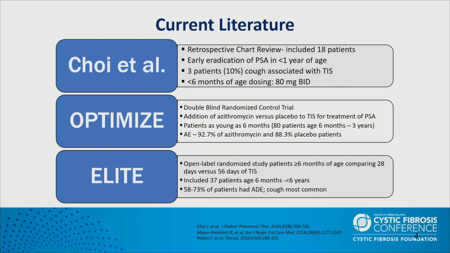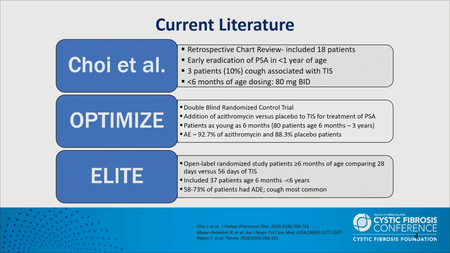The next study is the OPTIMIZE study. So this was a double-blind randomized controlled trial. And if you remember, they were looking at the addition of azithromycin versus placebo to inhaled tobramycin for the treatment of Pseudomonas. They did include patients as young as 6 months, and there were 80 patients in this study between 6 months to 3 years of age. When they looked at adverse effects, they just looked at azithromycin versus placebo, and you can see there were adverse effects in each group there.